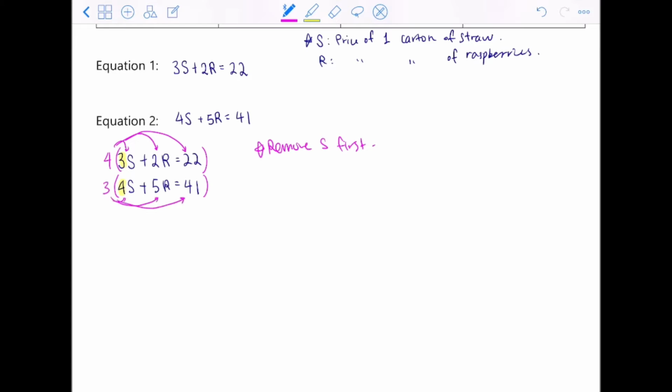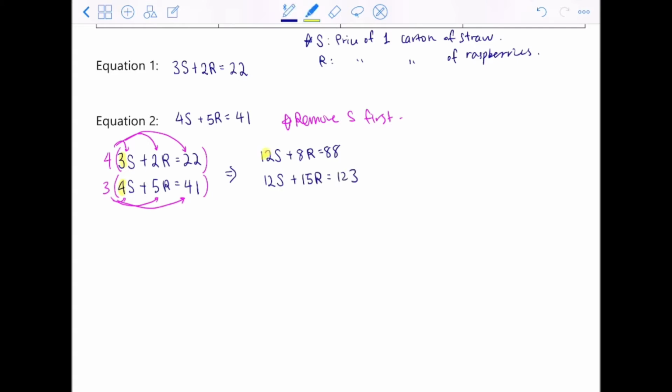So let's rewrite this on the side here, so you do expand it properly. So 12S plus 4 times 2 is 8R equals 88. In the second equation, we have 12S plus 15R equals 123.